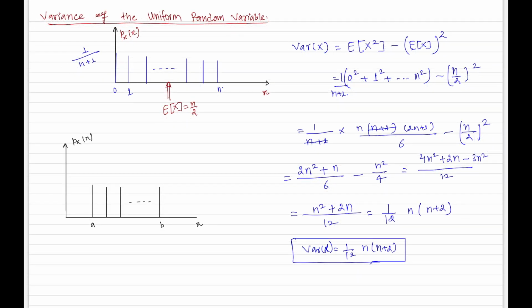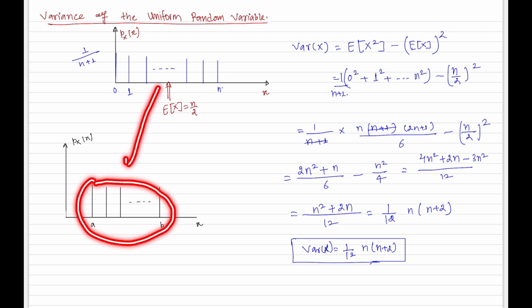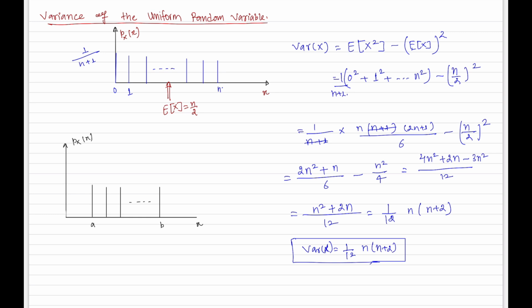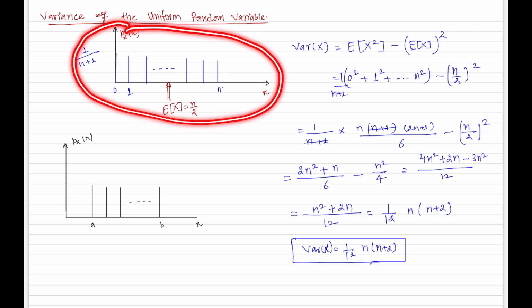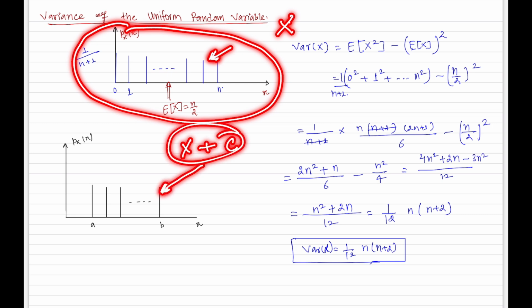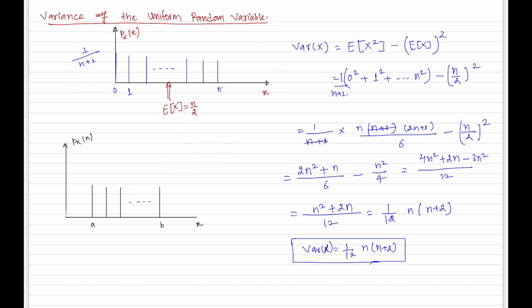We can look at the more general case of a uniform random variable. Here what we have seen is that the uniform random variable is taking values from 0 to n. So we can take a general case where the uniform random variable can start taking any value from a to b. If you observe this PMF and this PMF, this PMF is nothing but the shifted version of this PMF. Let's suppose that the random variable x has this kind of probability mass function, right? Then x plus c will have this kind of probability mass function, so we are just shifting the probability mass function, that is all.